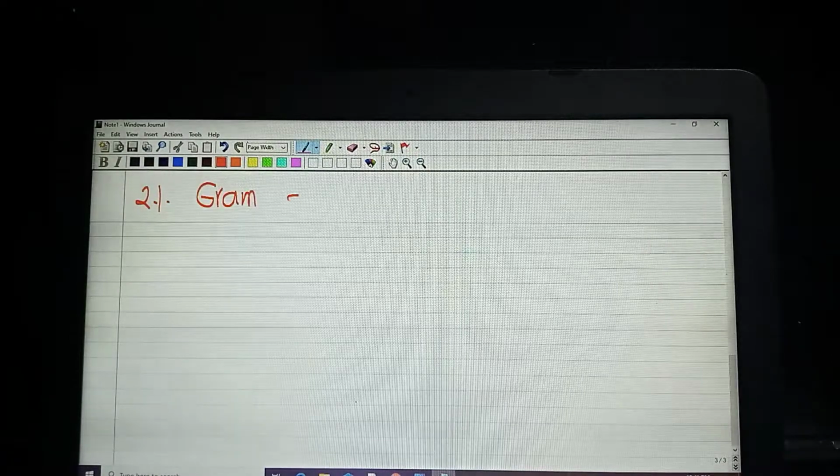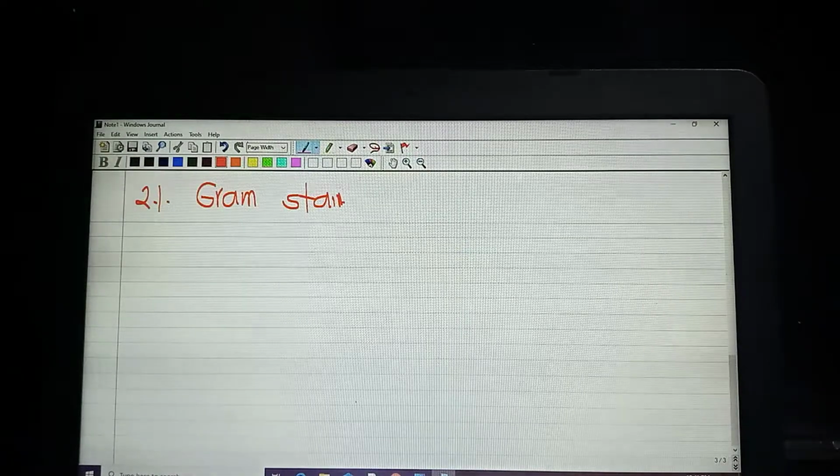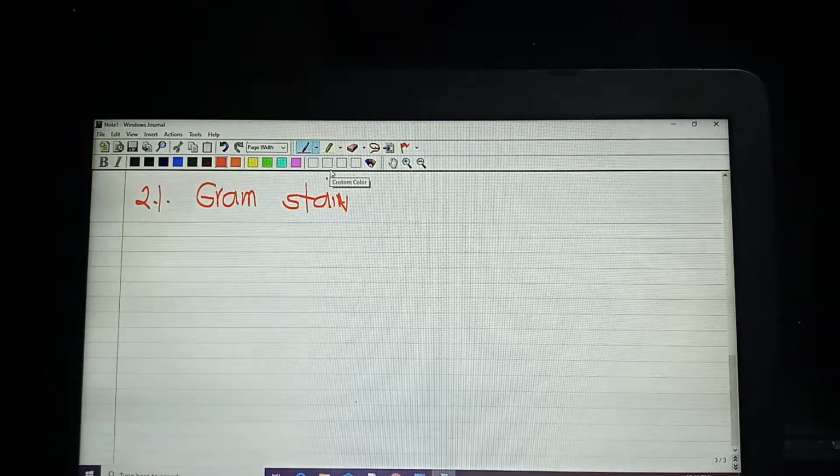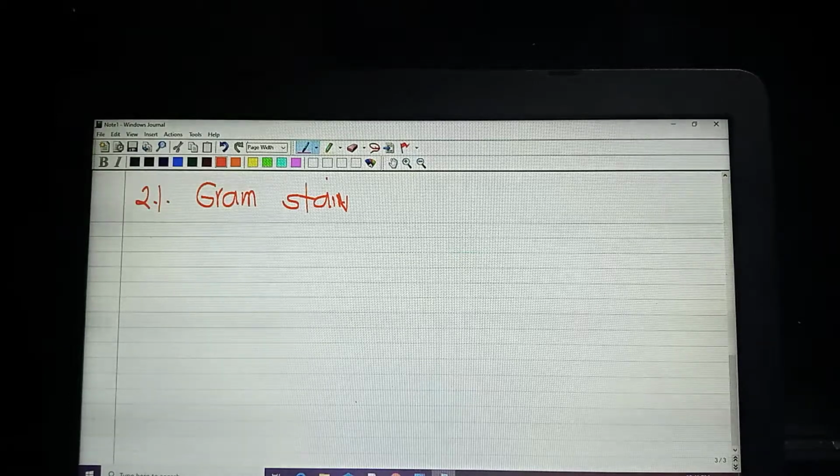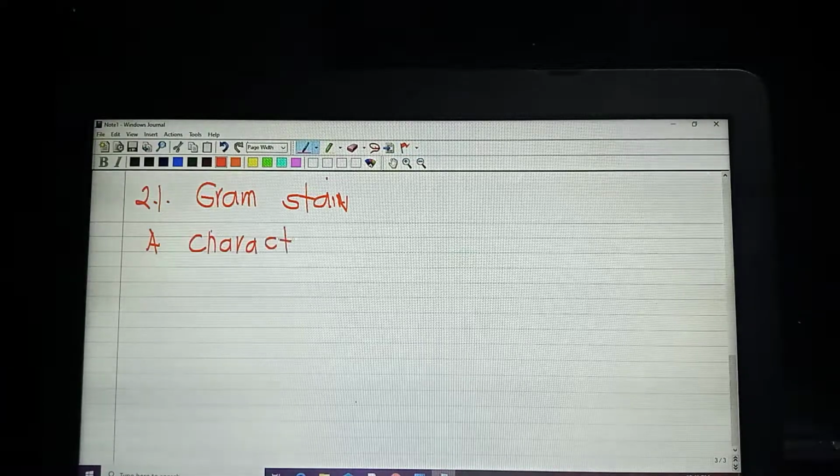Your gram stain actually is one of the oldest and most useful methods of staining bacteria. This gram staining is the method used to classify bacteria into gram-positive and gram-negative bacteria. What are the characteristics of a gram staining?